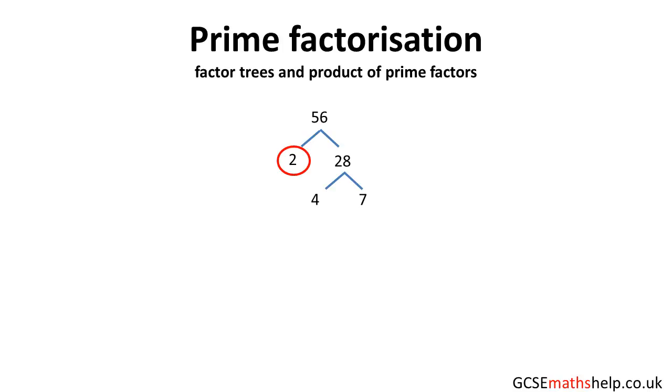Here we again look at the numbers and decide if they're prime numbers. 4 isn't a prime number, but 7 is. So now we have to think of 2 numbers that multiply together to make 4. That's 2 and 2. They're both prime.